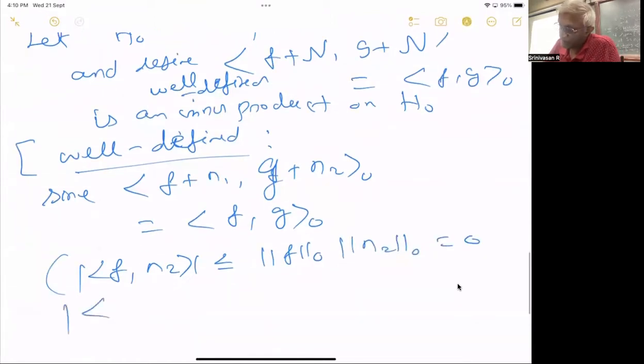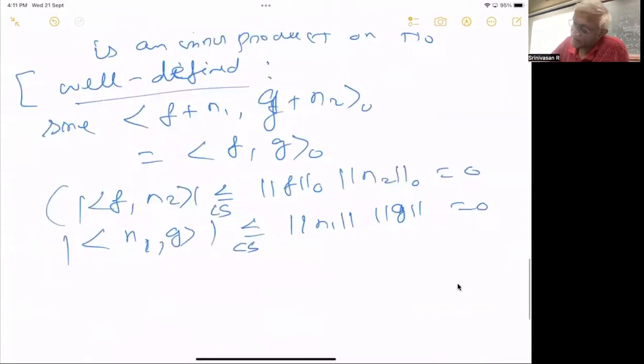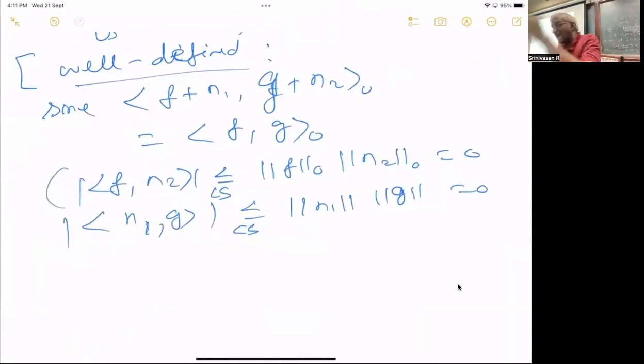Similarly, if you take n1 g, this is less than or equal to norm n1 times norm g, which is equal to 0. This is Cauchy-Schwarz, which we have proved. So those inner products are 0. Since n2 is in the null space N, that is in the kernel, the inner product of any f with n2 is also 0 because of the Cauchy-Schwarz inequality. And of course, we know the inner product of n1 and n2 is also 0 by Cauchy-Schwarz.